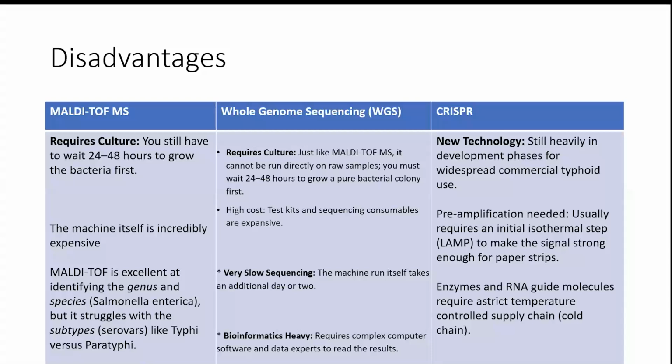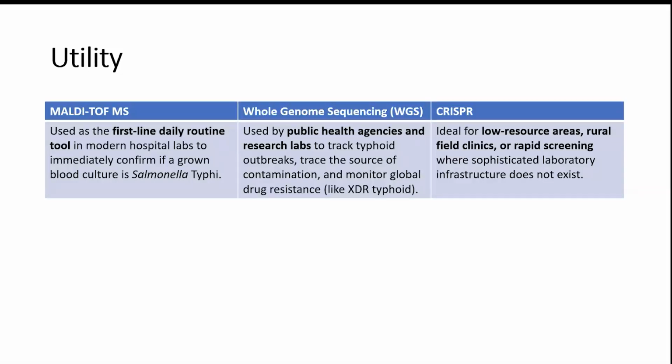If this supply chain is not maintained when taking this technology to the ground level, you will get false positive or false negative results. The utility of MALDI-TOF MS is that it is used as the first line daily routine tool in modern hospital labs. As I said, many modern hospital labs have already adopted MALDI-TOF MS. They immediately confirm if the species grown in blood culture is typhoid or not.